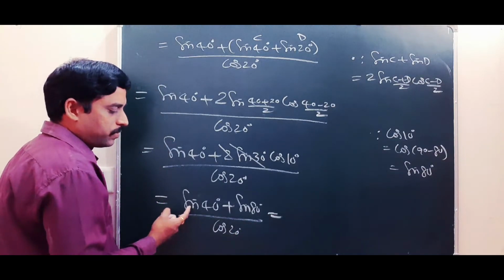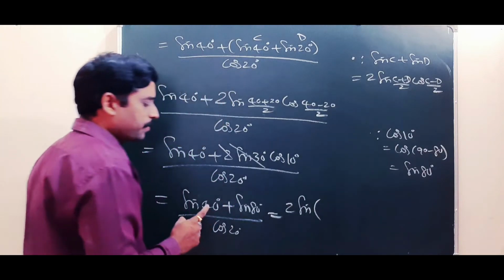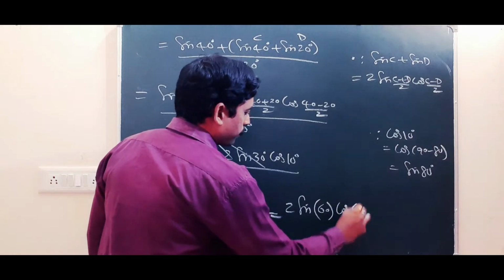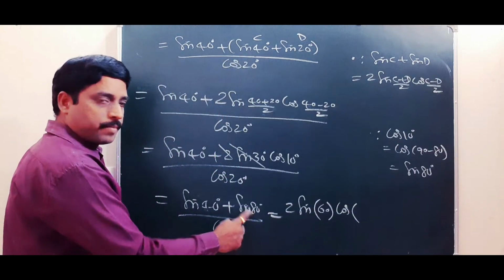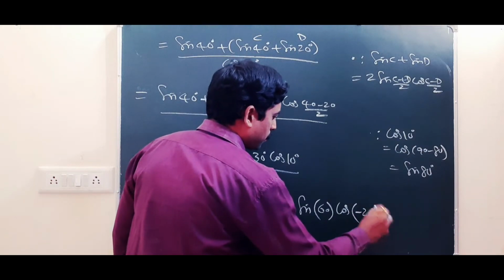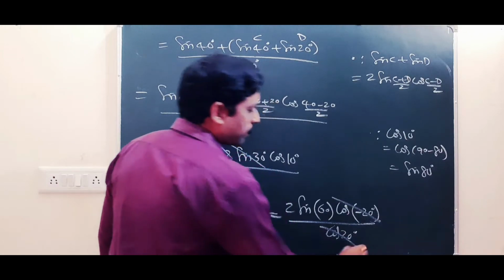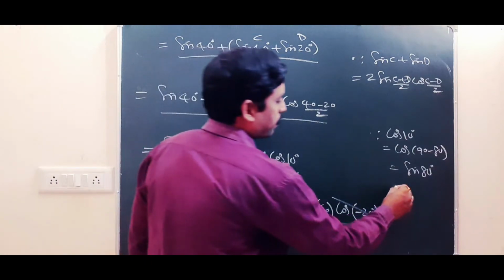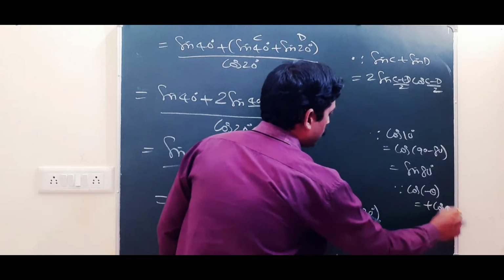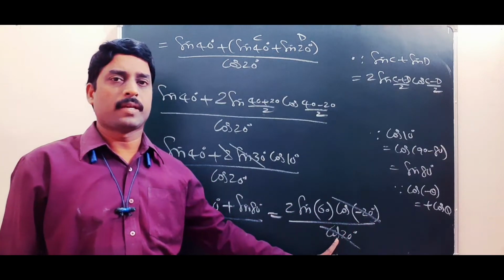Again, we should apply the sin C plus sin D formula. 2 sin (C plus D) by 2: 40 plus 80 by 2 is 60. Cos (40 minus 80) by 2 is minus 20 degrees, by cos 20. In this, cos minus 20 and cos 20 get cancelled. We have cos of minus theta equal to plus cos theta. So cos of minus 20 degrees equals plus cos 20. One cos 20 gets cancelled.